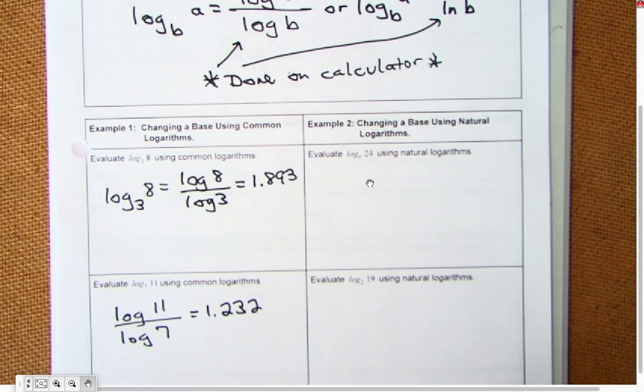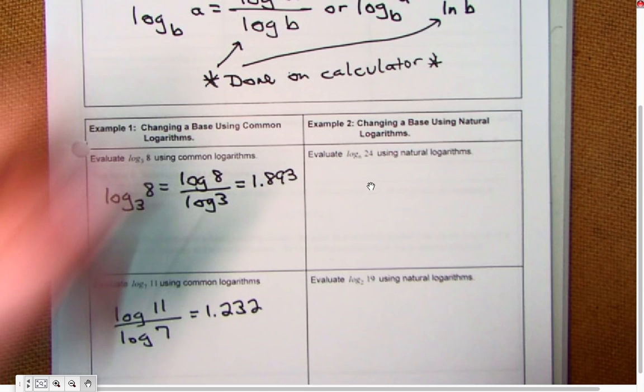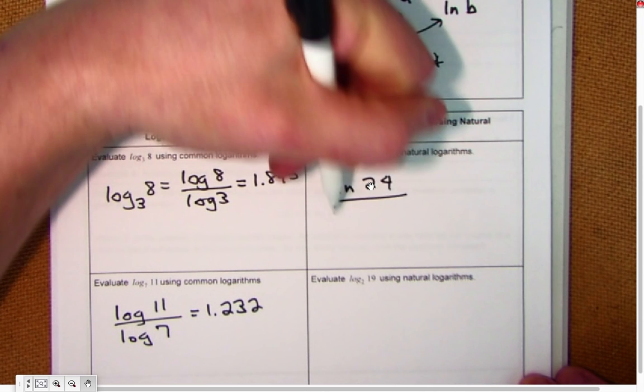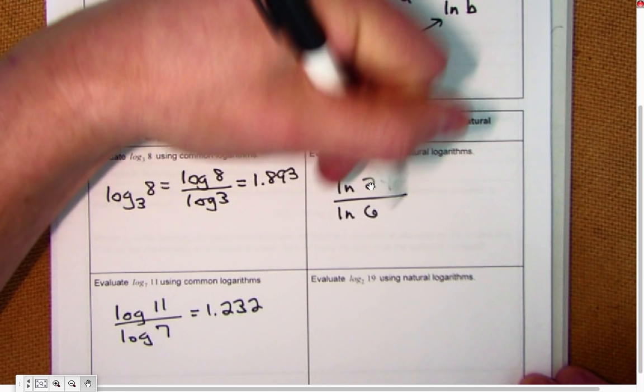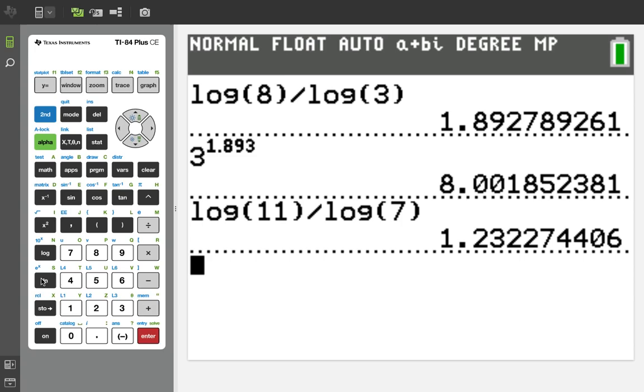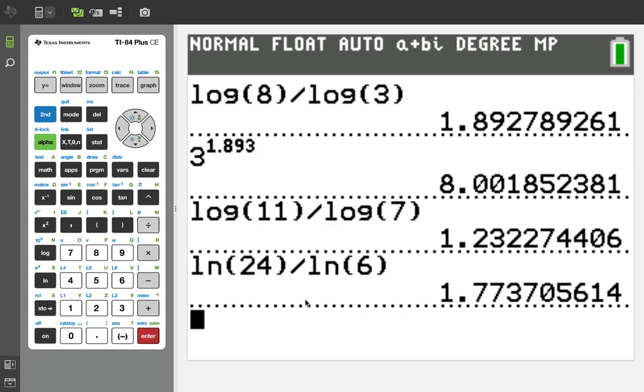We can also use the natural log, so I just want to show you that real quick. If I have the logarithm in base 6 of 24, we can say the natural log of 24 over the natural log of 6. And what's that look like? So our natural log button is right here, natural log of 24 divided by the natural log of 6. And we get 1.773, 1.774.